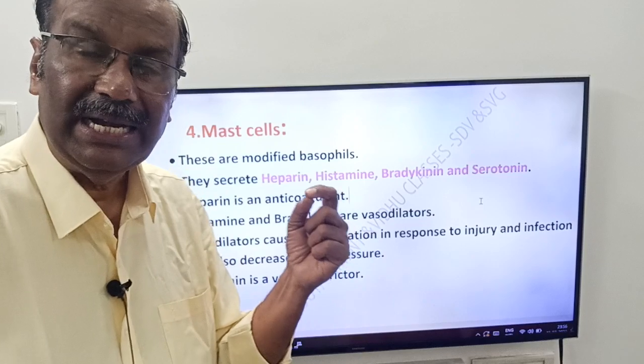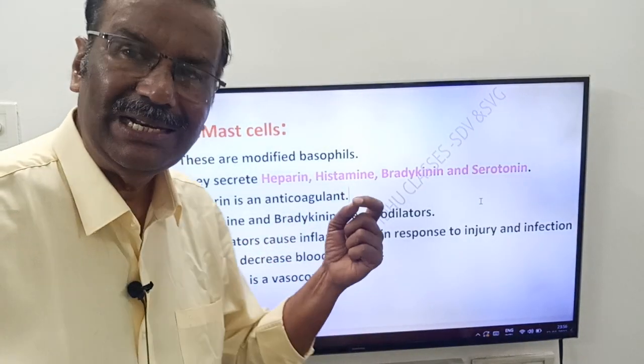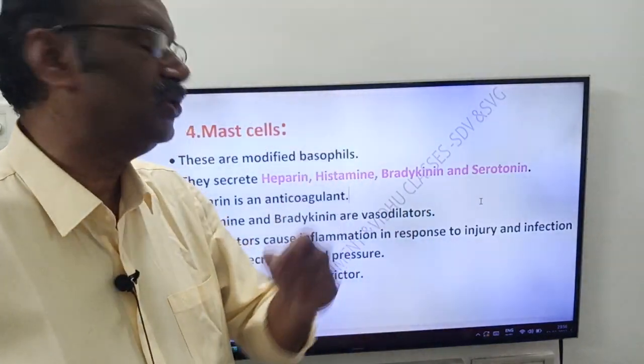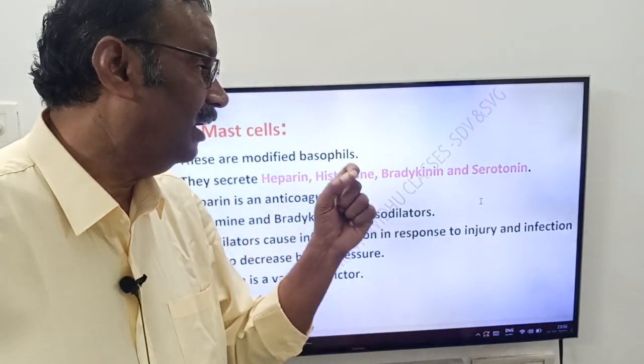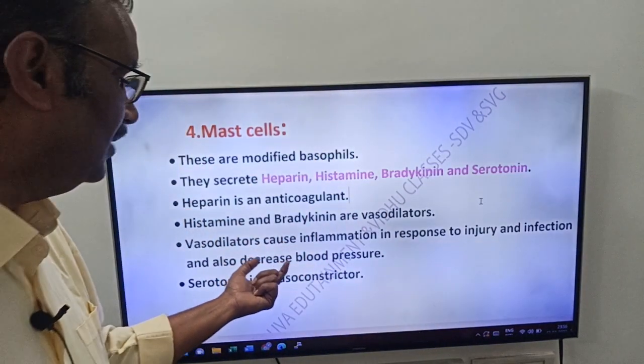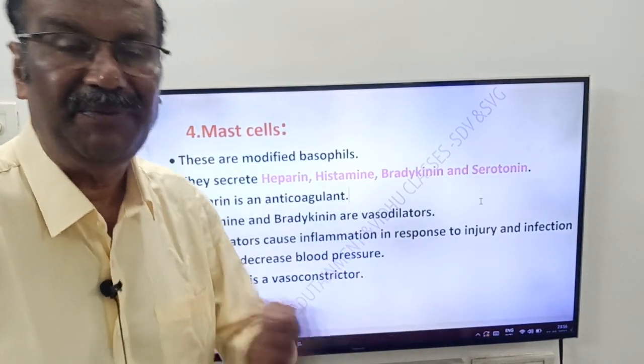So histamine and bradykinin are vasodilators. These vasodilators cause inflammation in response to what, friends? Injury or infection. And they also decrease blood pressure, friends. Vasodilators also decrease blood pressure.